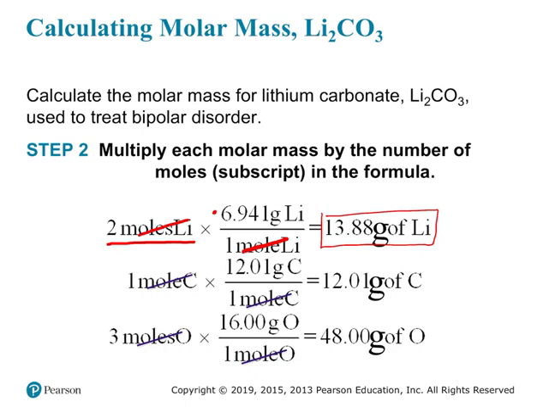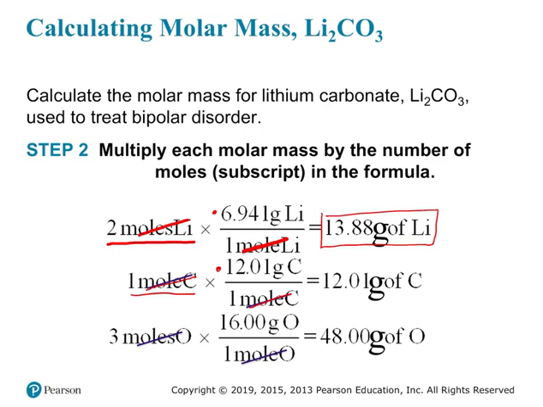All right, so then for carbon, we only have 1 mole of carbon, and then we multiply it by the molar mass of carbon, so 12.01 grams per mole. And then moles will cancel, so we're just doing simple dimensional analysis here.